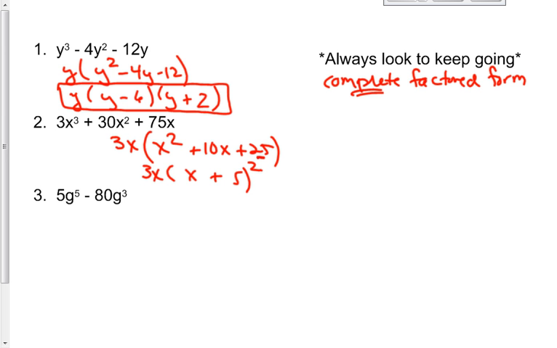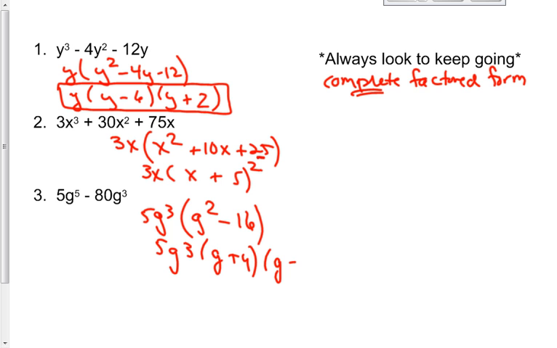Next one, 5g to the 5th minus 80g to the 3rd. I could take out a 5 and the g to the 3rd term. Leftovers, g squared, and then taking out your 5, 16. Hopefully you'll notice g squared minus 16, difference of two squares. You need to keep going with that. g plus 4, g minus 4, completely factored.